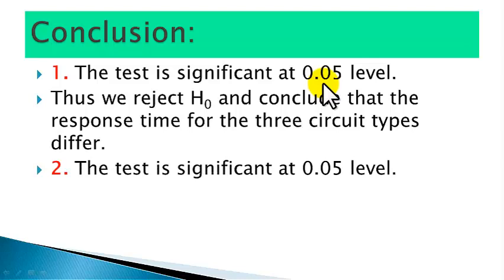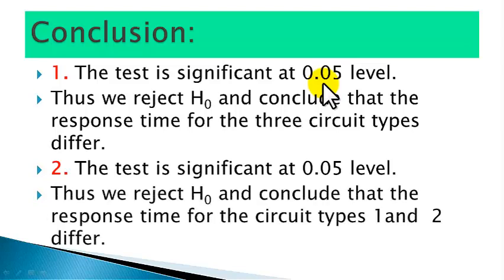In the second hypothesis, we were to test the hypothesis that the effect of circuit type 1 and type 2 are equal, against the alternative that they are not equal. Again, you can see that this test is significant at alpha equals 0.05, because the calculated F value is greater than the table value. Hence, again, we reject the null hypothesis and conclude that the response time for circuit type 1 and 2 differ.